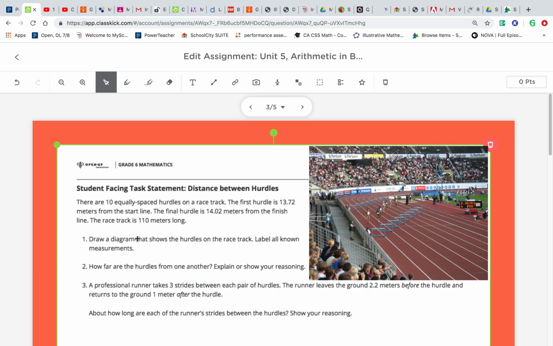They want us to first draw a diagram that shows the hurdles on the racetrack and then label all the measurements. Your diagram can look a lot of different ways. There's no need to make it really pretty or stylish. It just needs to cover a few basic facts that are given to you here. I have an example already ready to go down below, so let me pull that up so I can show you.